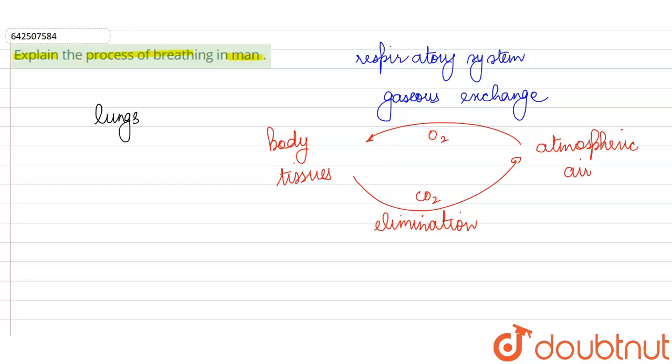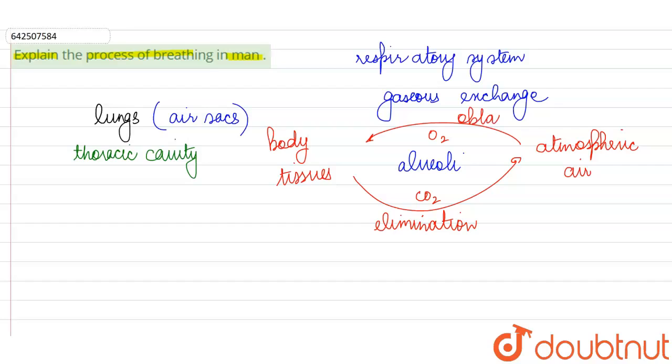Now the main site for gaseous exchange in our body are the lungs. We know that lungs are the main structure comprising the respiratory system. They are in the form of paired vascularized bags in our body, and they are found in our chest cavity, or we can say thoracic cavity. And even inside these lungs, there are structures called alveoli, which are also known as the air sacs, which are the main site for gaseous exchange, that is, obtaining oxygen and eliminating carbon dioxide.